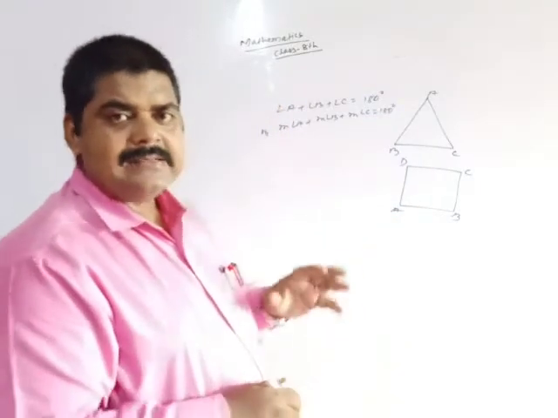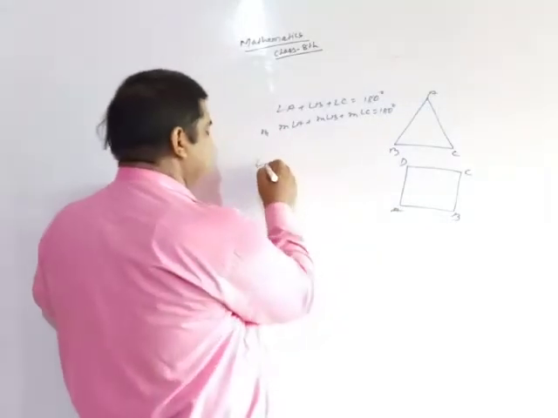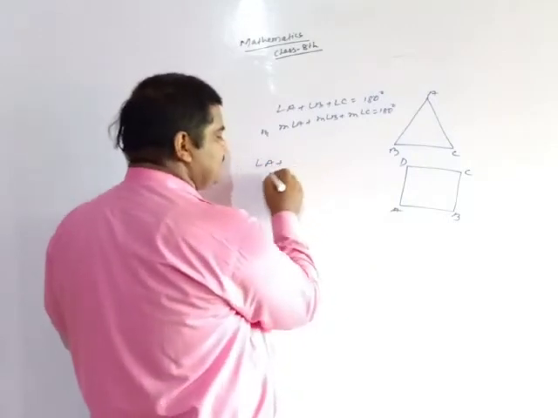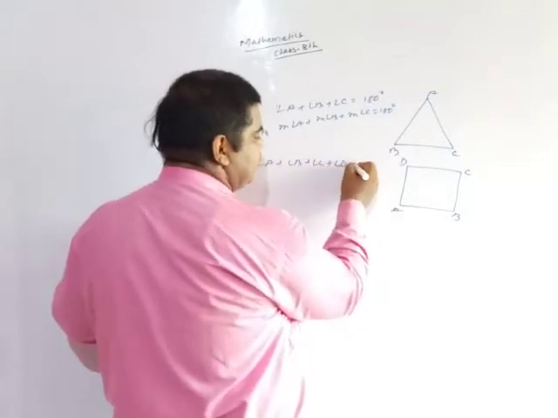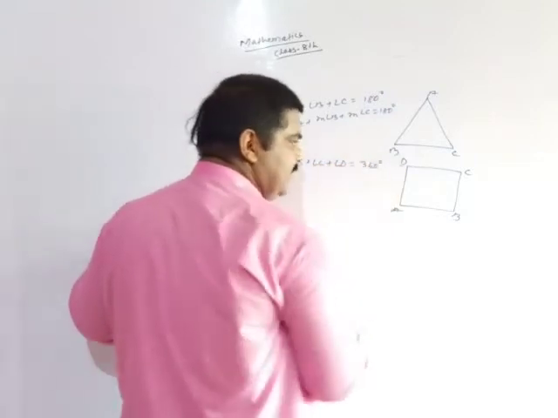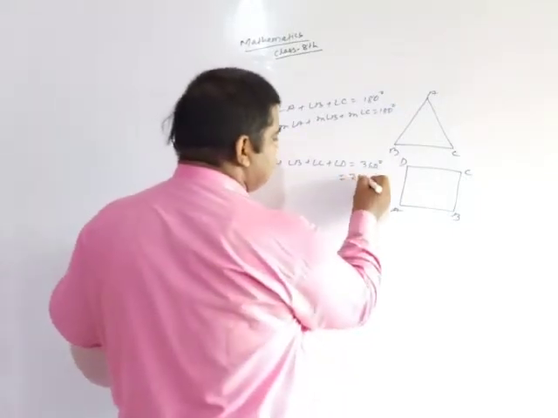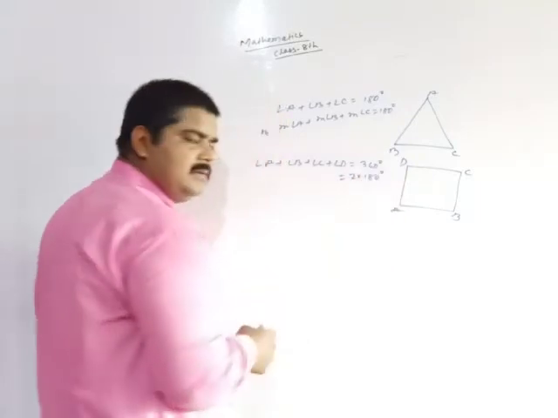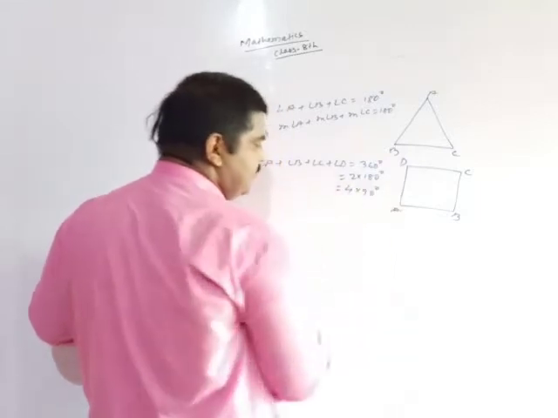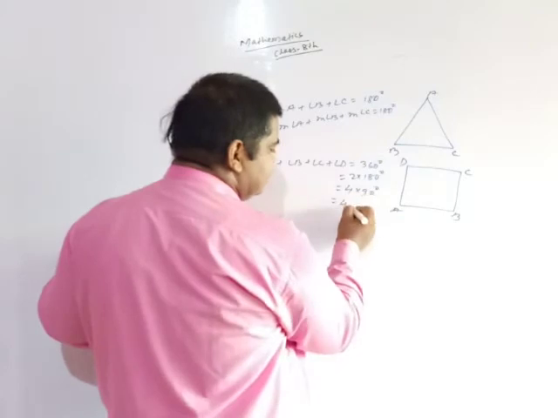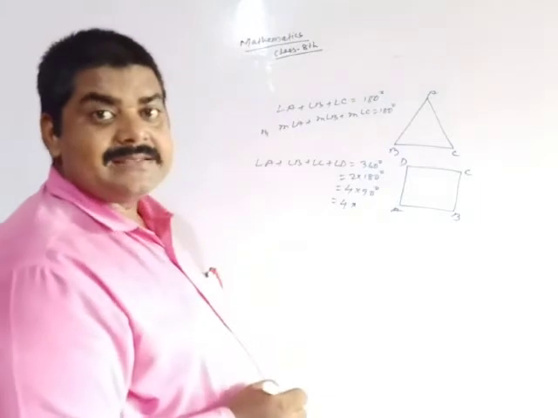sum of all angles of a quadrilateral is equal to 360 degree. So simply you can write it as angle A plus angle B plus angle C plus angle D is equal to 360 degree. In some books it has been written as 2 into 180 degree, or it can be written as 4 into 90 degree. My dear, 4 into 90 degree means 4 into 90 degree. You know very well that 90 degree is right angle.